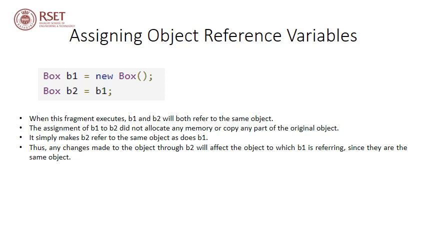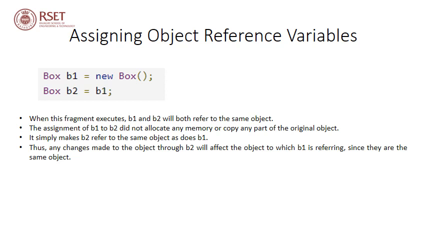Now consider the code int i equal to 10, int j equal to i. What happens is that the value in the variable i gets assigned to j. Even then, both of them point to 2 different memory locations. Let's see if this is the case while assigning object reference variables. Consider the code fragment box b1 equal to new box, box b2 equal to b1. Now we might think that b2 is getting a new copy of the box object referred to by the object reference b1.